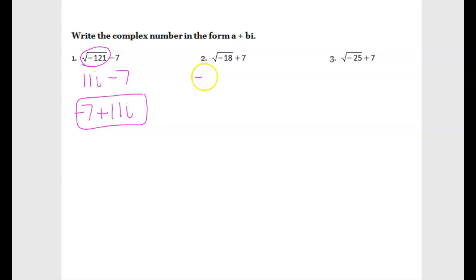So in number 2, same idea. We're going to flip the 7 to the front. We're going to simplify the square root by bringing out the i. We're going to say 18 is 9 and 2, so the square root of 9 becomes 3, leaving root 2.